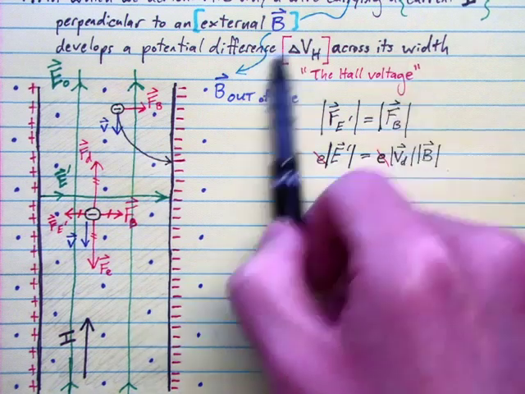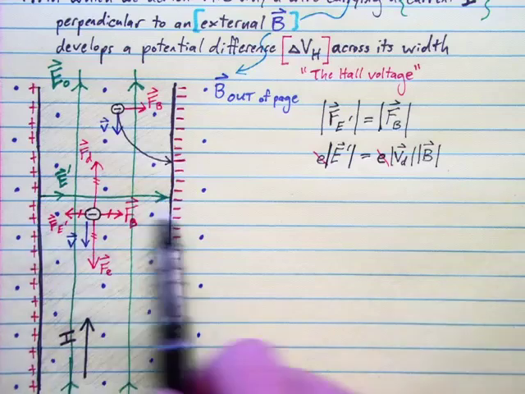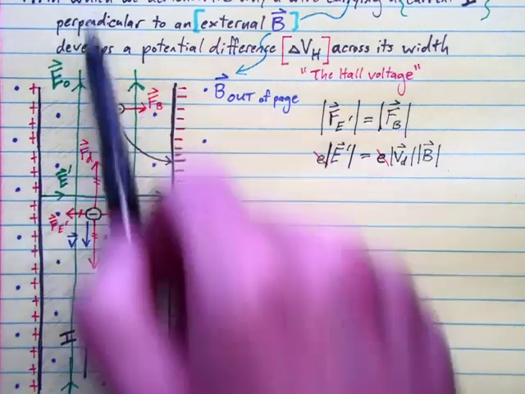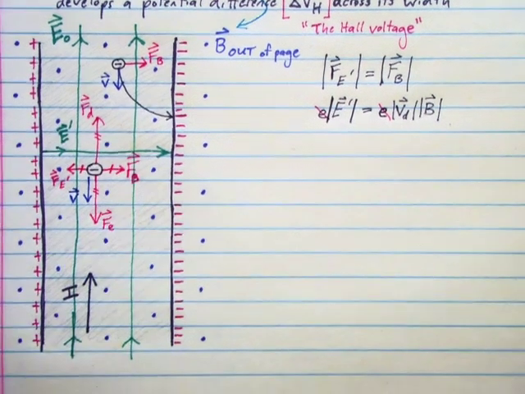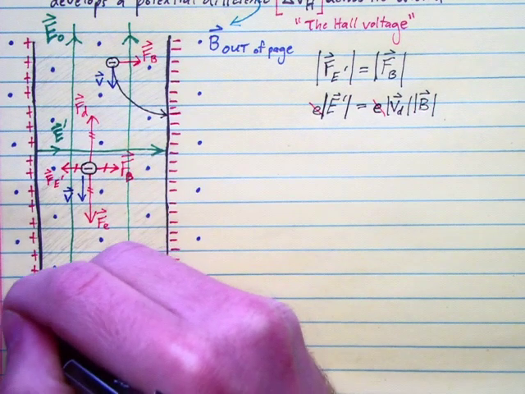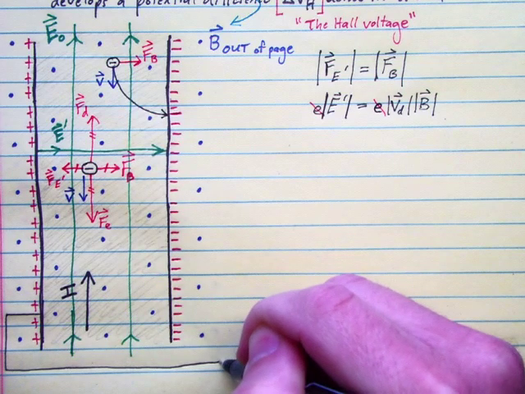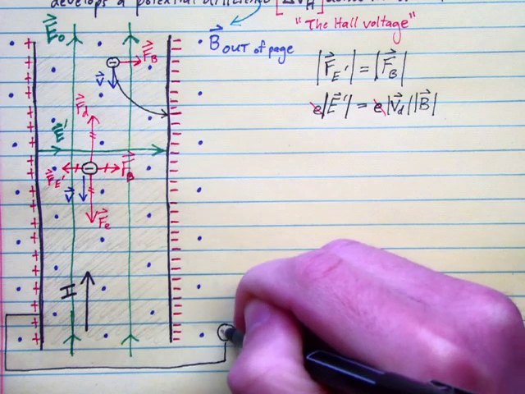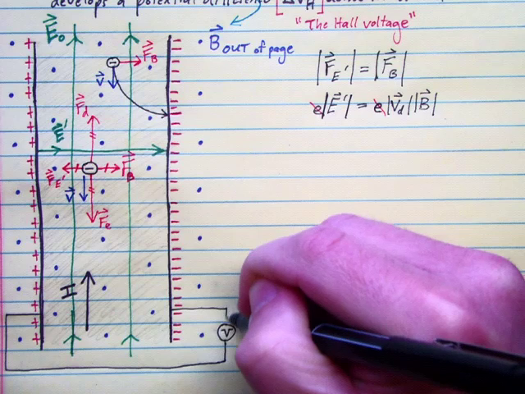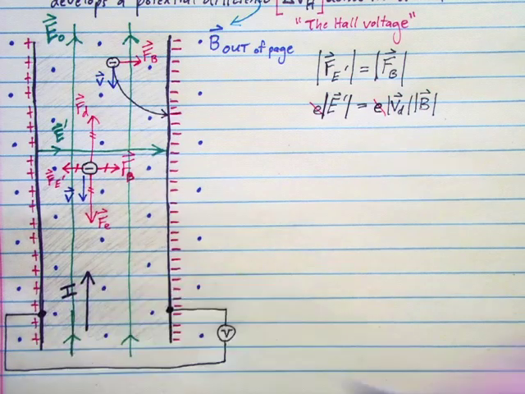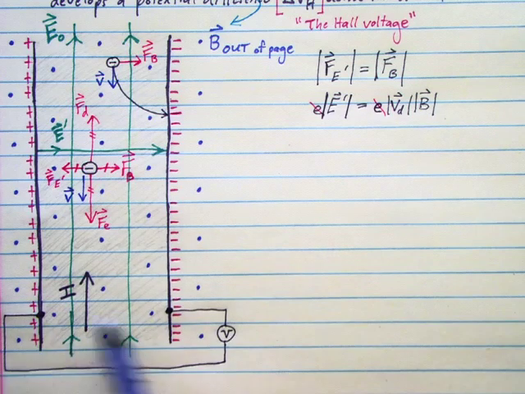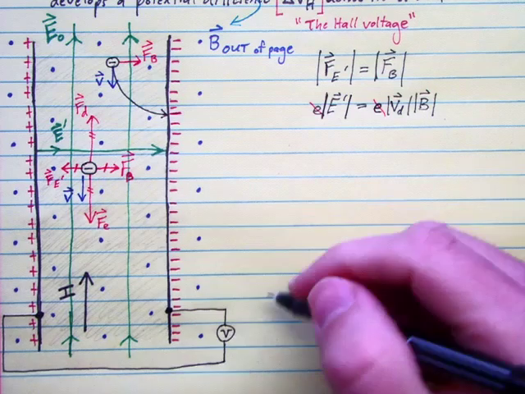This buildup and this voltage across the wire is known as the Hall effect. And that voltage is known as the Hall voltage, named after Edwin Hall, an American physicist who discovered this in about 1879. Okay, so if you were to set up a voltmeter attached to either side of the wire here, with one probe at the right side and one probe at the left side, you'd be reading a potential difference across the width of the wire. This would be the Hall voltage.